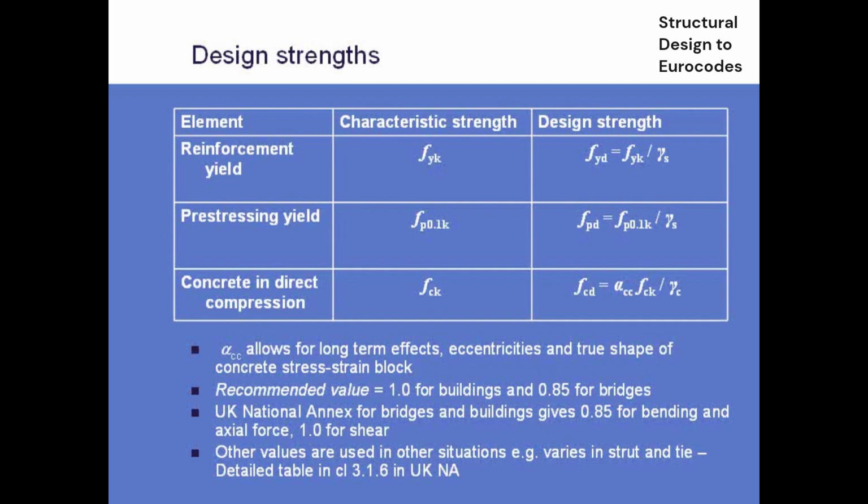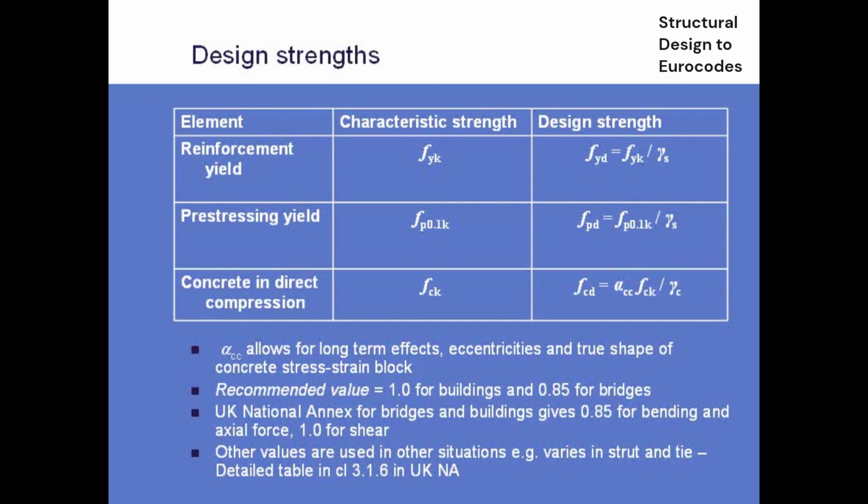That's pretty much all the Eurocode itself says. It says for bending it's 0.85, and for shear it's 1. But when you get into other things like strut and tie, we think, well, is that bending or is it shear? It depends what you're doing. So to make it fully consistent, what the UK National Annex has done is it's gone through and listed out what the value is in each clause.